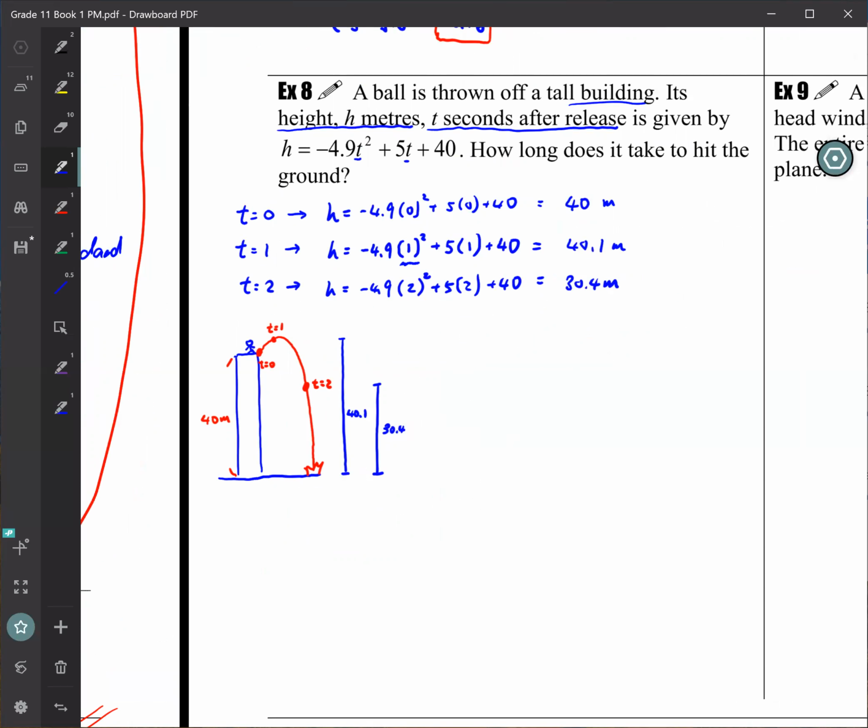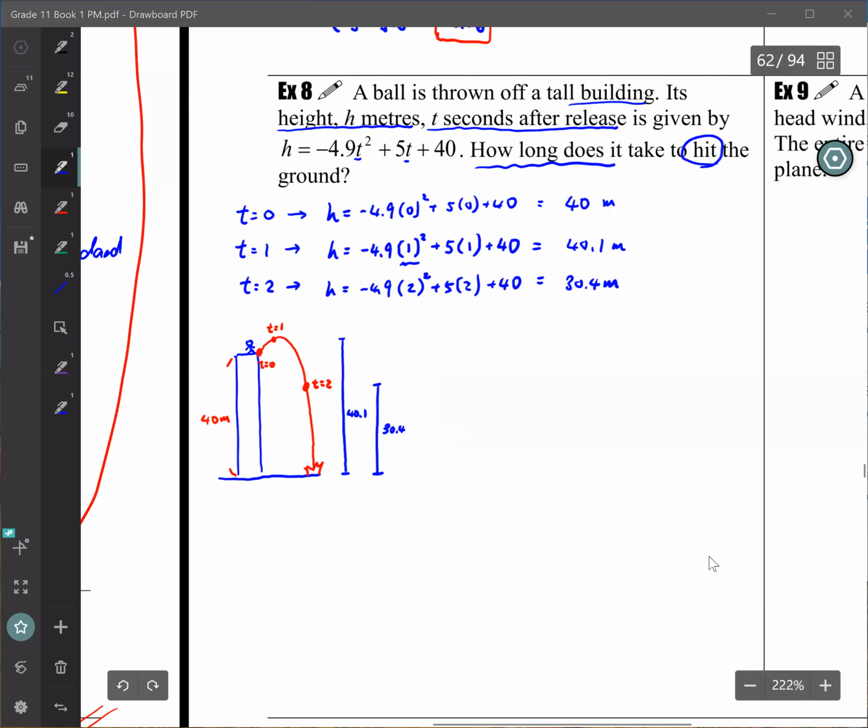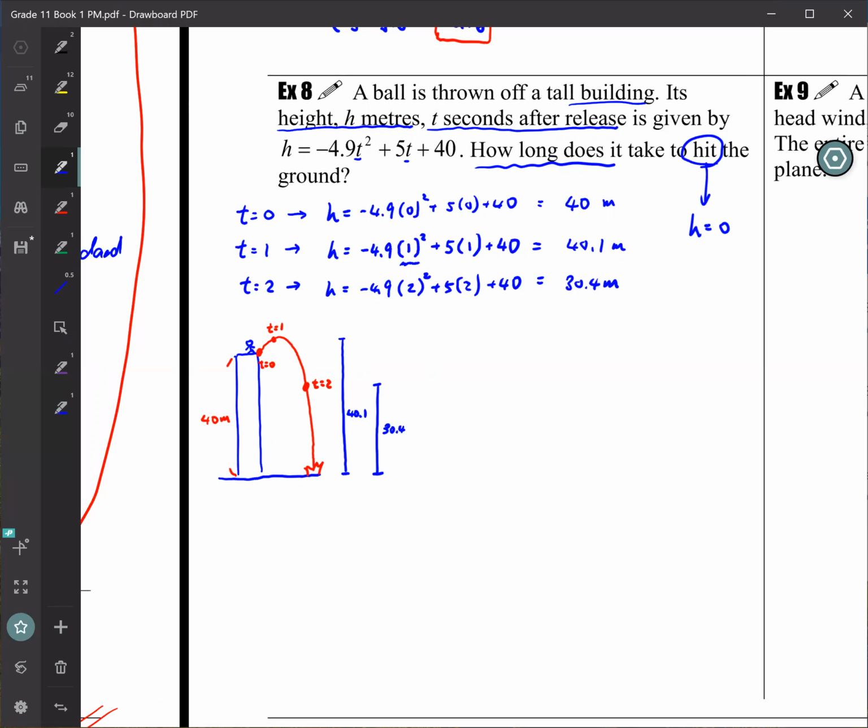So now it asks us to find when. How long does it take to hit the ground? So what should we do now? Now you understand the question, right? But what do we need to do to answer the question? Yeah, Elaine? Set height equals to 0. Yeah, very good. So hit the ground means the h has to be 0. So you just need to sub it in. We are looking for time. You can write negative 4.9 t squared plus 5t plus 40. H is 0, so equal to 0.